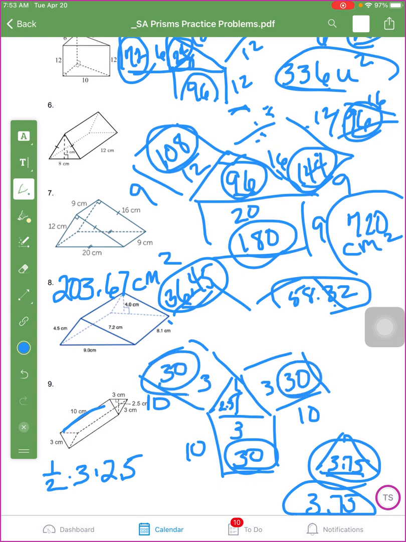So now I'm going to add up all those numbers I've circled. So 30, 60, 90 plus 3.75 plus 3.75. That is going to give me a surface area of 97.5 centimeters squared.